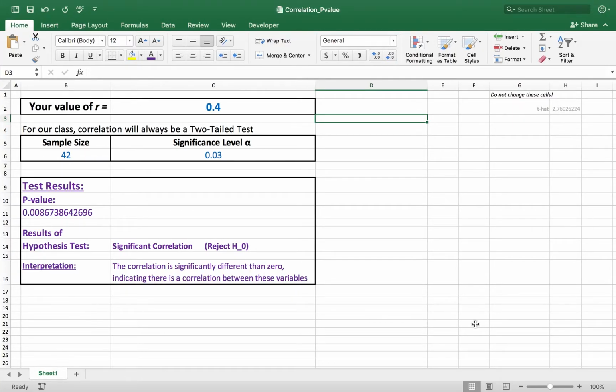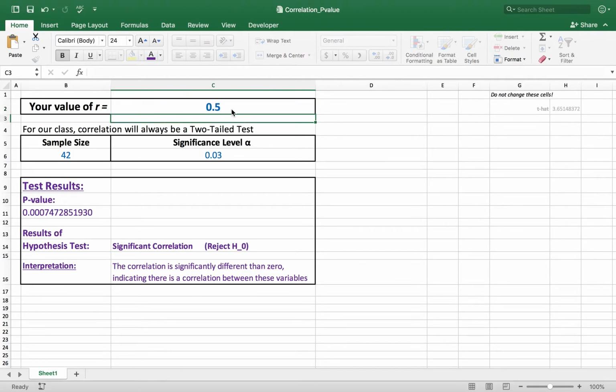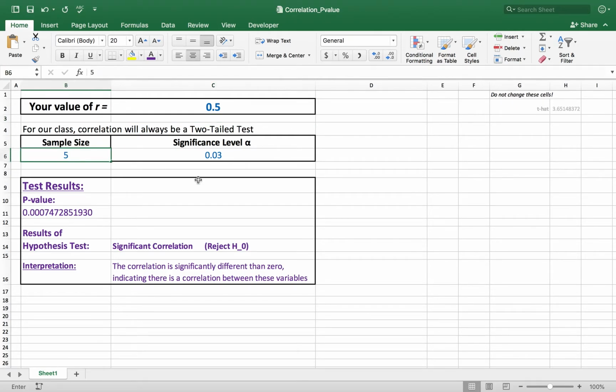So here's our correlation p-value Excel workbook. The way that I've set this up, everything that you see that's in blue is something where you're going to put in your information. So if you calculate a specific Pearson correlation coefficient, we're going to put that into this cell. So maybe I got a correlation coefficient of 0.5. Depending on the data you collect, you'll have a specific sample size. Maybe this is 50. And then remember, we as researchers always choose the significance level we want to set for our hypothesis test. So maybe we'd pick like a 0.04.